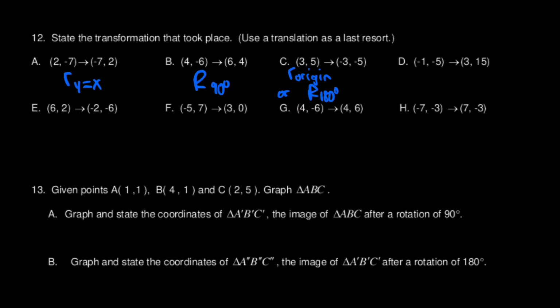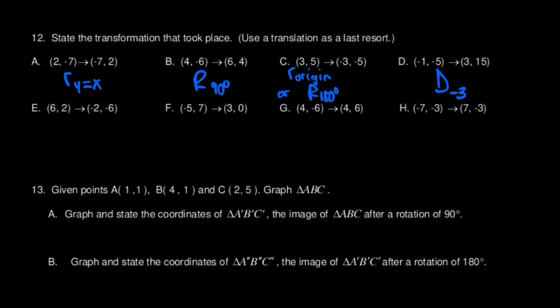All right, letter D. (-1, 5) became (3, 15). So notice the numbers are completely different. What happened? It looks like I multiplied by -3, right? Because a positive became a negative in both cases. So when you multiply, that is a dilation. So this would be a dilation, and the scale factor is -3.